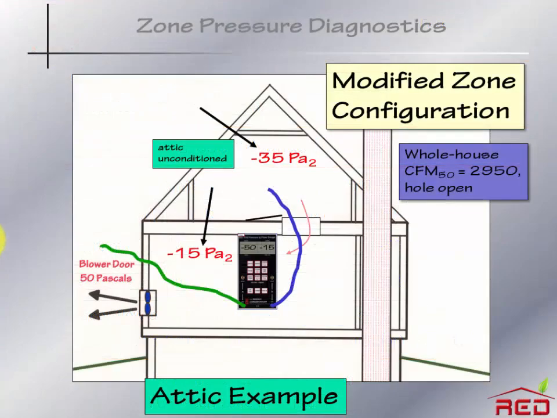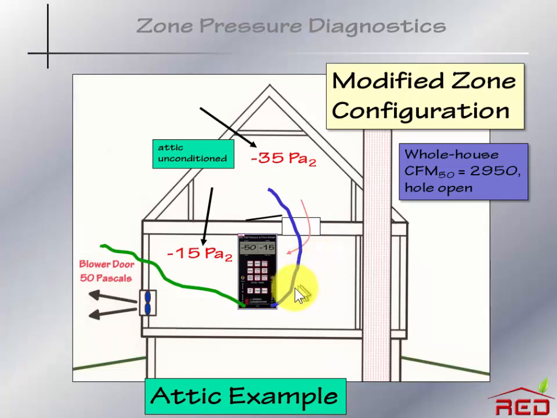Now that we've looked at the initial zone configuration, we're going to look at the modified zone configuration. In other words, how are we going to change things so that we get different pressures and a different whole house CFM 50? We compare that with the initial case, and it gives us the results we need with the use of our calculation tool.